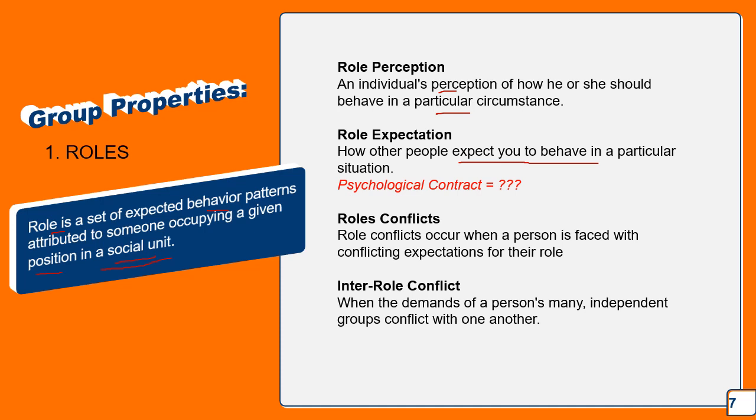For example, like me and you, I am a lecturer and you are a student. When you form an expectation that a lecturer should behave this way, that is called role expectation. What behavior do you expect a lecturer to show? That is called expectation. It is the expectation of other people towards someone by holding that particular position.